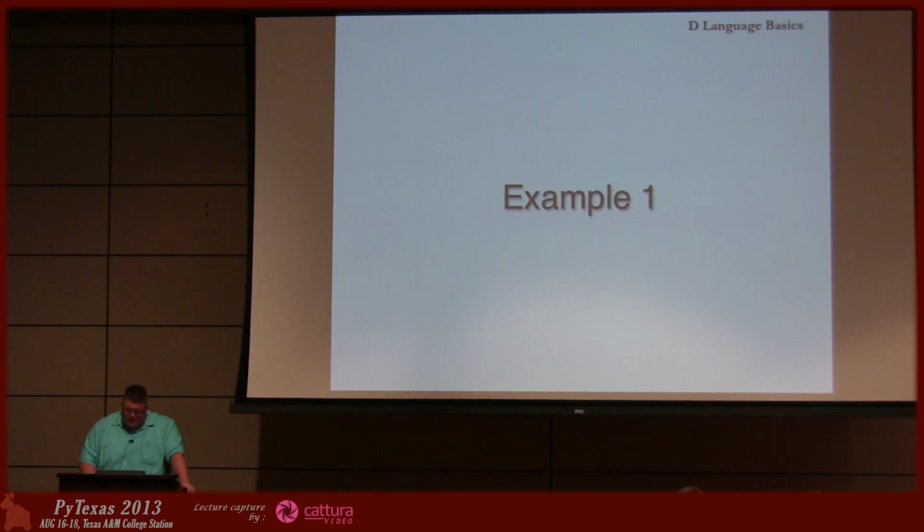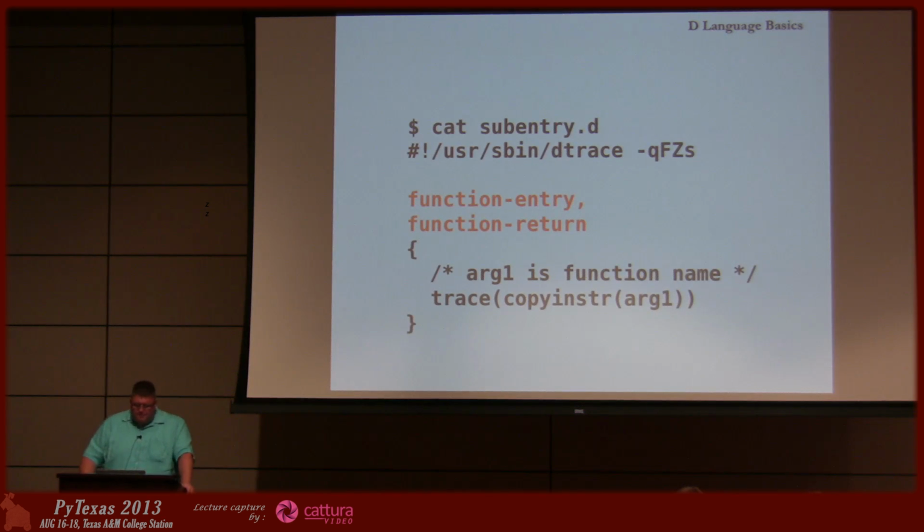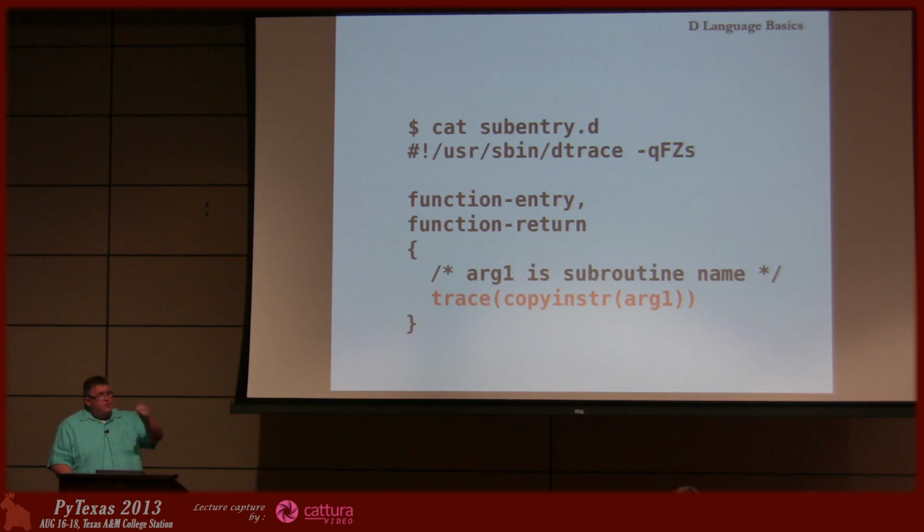So let's look at an example script here. This is a really simple example. Python has a couple of probes. One is called function entry and function return. Does anyone want to guess what those do? Yeah, so every time a function is entered by Python and exits, this probe will fire. The action that we're going to take here is trace, which means every time a subroutine is entered, I want you to store that and print it to the screen.